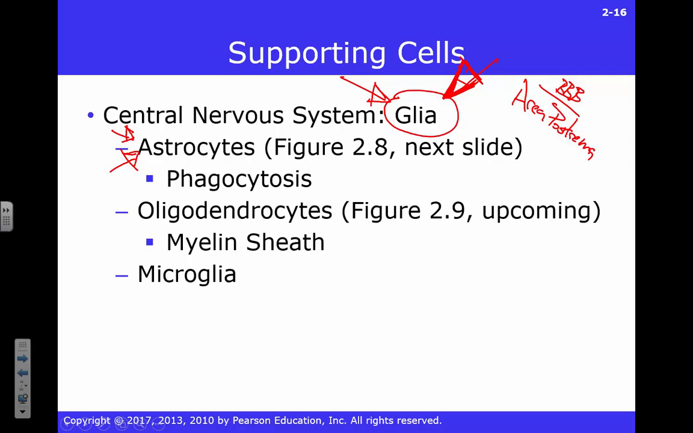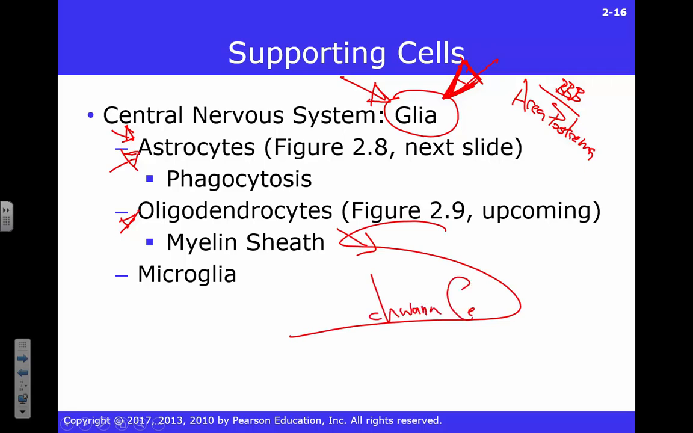Astrocytes are great. They do a lot of cool stuff. We'll talk about that. We're going to talk about oligodendrocytes and their cousins, the Schwann cells. Schwann cells are in the peripheral nervous system. This is very important, right? That there are some differences between these two types of cells. We'll talk about that.